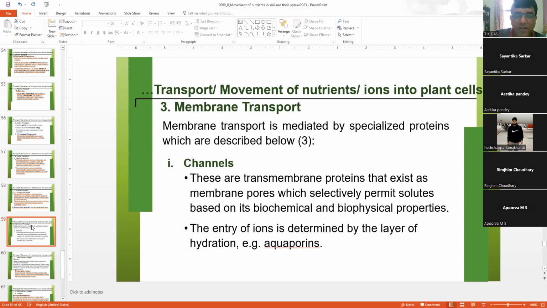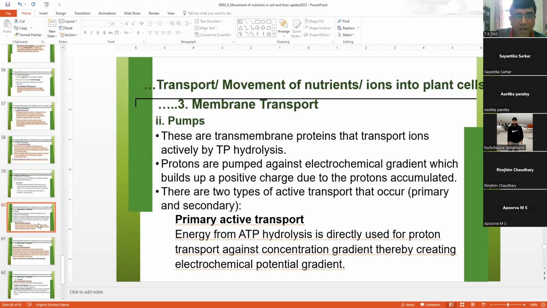There are three options. One is channels. These are transmembrane proteins that exist as membrane pores, which selectively permit solutes based on their biochemical and biophysical properties. The entry of ions is determined by the layer of hydration, that is aquaporins. Then pumps. These are transmembrane proteins that transport ions actively by ATP hydrolysis. Protons are pumped against the electrochemical gradient, which builds up a positive charge due to the accumulated protons.